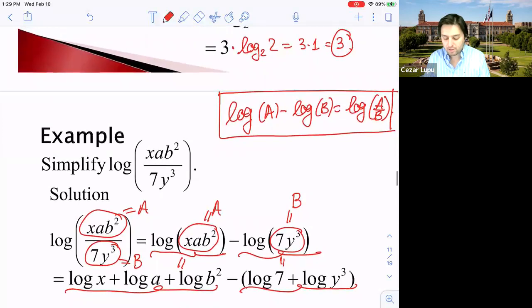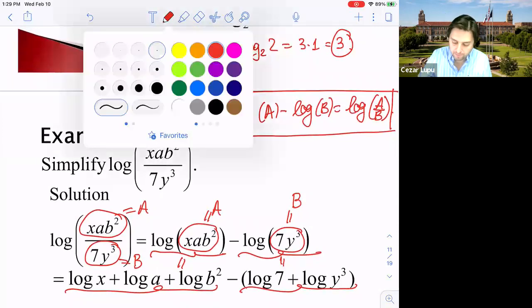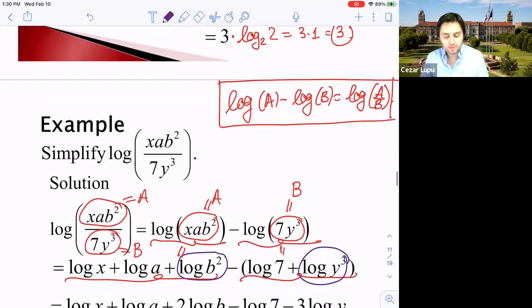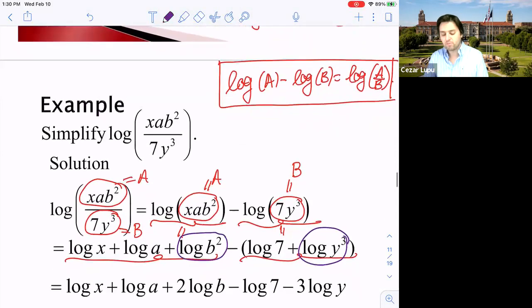And again, we can take care of these 2 guys here. So you see they have a power there, so we can take the power outside. So this basically will give us that this is nothing other than just log x plus log a plus 2 log b minus log 7 minus 3 log y. Right?